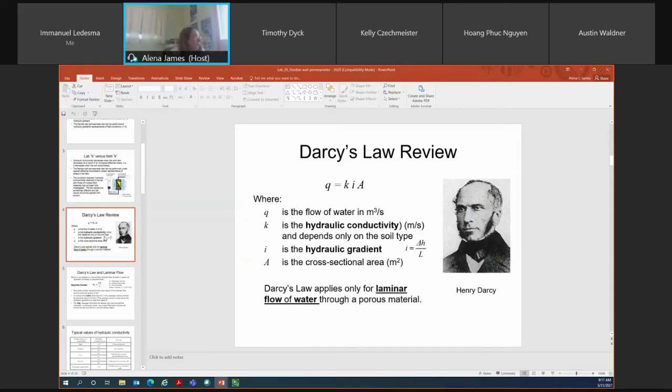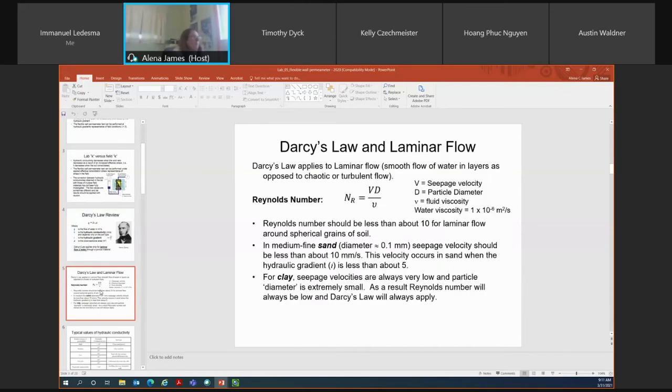Does anyone remember Reynolds number? Did you guys do this in Mike's class? Yes. Okay. So Reynolds number comes into play when determining if a flow is laminar or not. This is the formula here for Reynolds number. I'm not going to test you on this. This is just to give you a bit of the background. Your Reynolds number always has to be less than 10 for flow to be considered laminar.